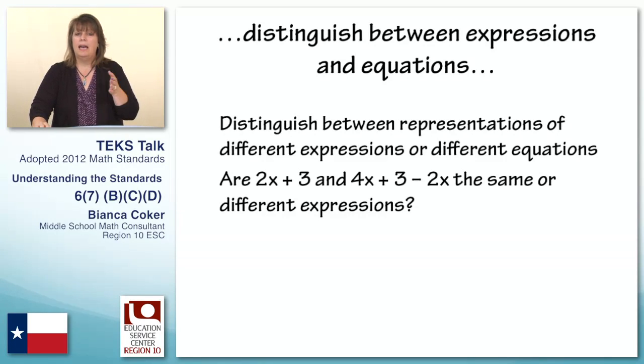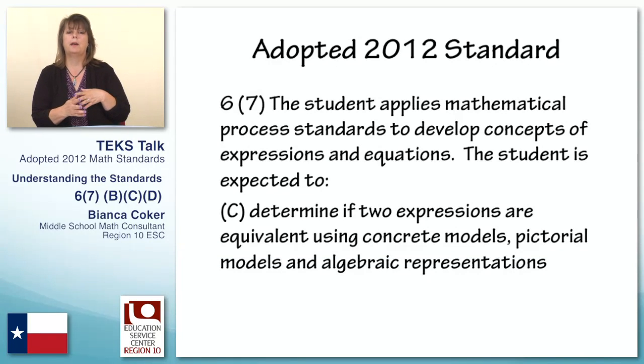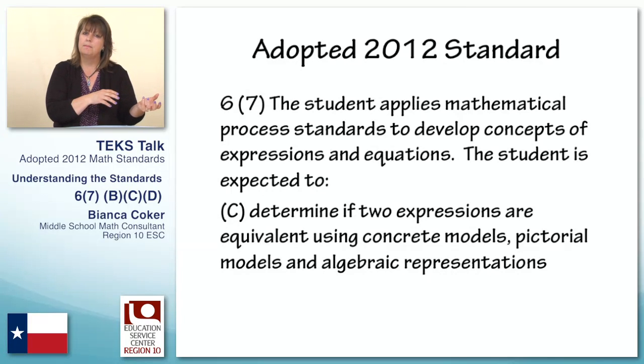Now, the reason why I added the other 2 standards in with this is the way we verify whether or not those are equivalent expressions is what's happening in 6.7c and d. So let's look at 6.7c. 6.7c states, the student applies mathematical process standards to develop concepts of expressions and equations. The student is expected to determine if 2 expressions are equivalent using concrete models, pictorial models, and algebraic representations. Okay, so here's the way they distinguish between 2 expressions. So that's why I think these 2 really go together.